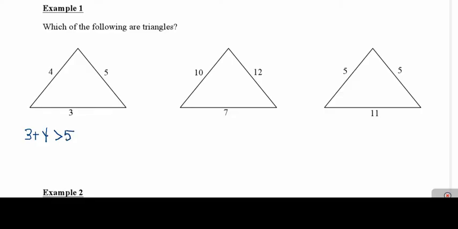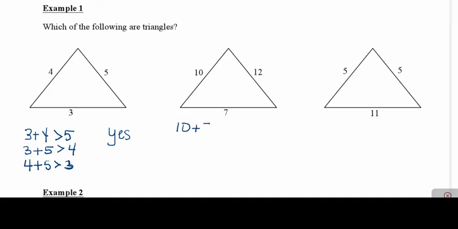So if we take a look at our first possibility, 3 plus 4 is greater than 5. Our second possibility, 3 plus 5, is greater than the third side, 4. And finally, our third possibility, 4 plus 5, is greater than 3. So since the sum of any two sides was always greater than the third side, we would classify this first example as a triangle. We are going to repeat the exact same process with the second triangle.